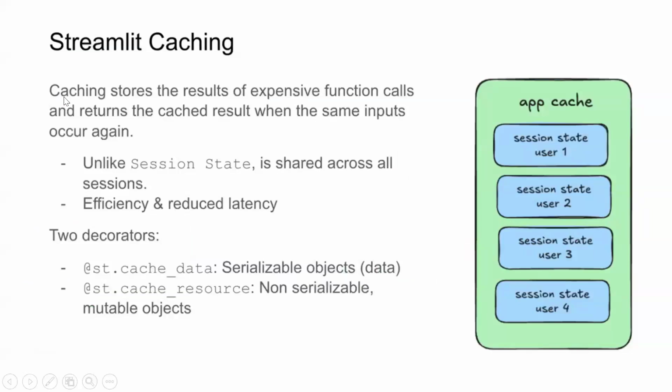Caching stores the results of expensive function calls and returns the cached results when the same input occurs again. Unlike session state, it is shared across all the sessions. You just remember this diagram. In the application cache, we have session state for user 1, which is different for user 2, different for user 3. But the application cache is the same for all these users. This green part. Got it?